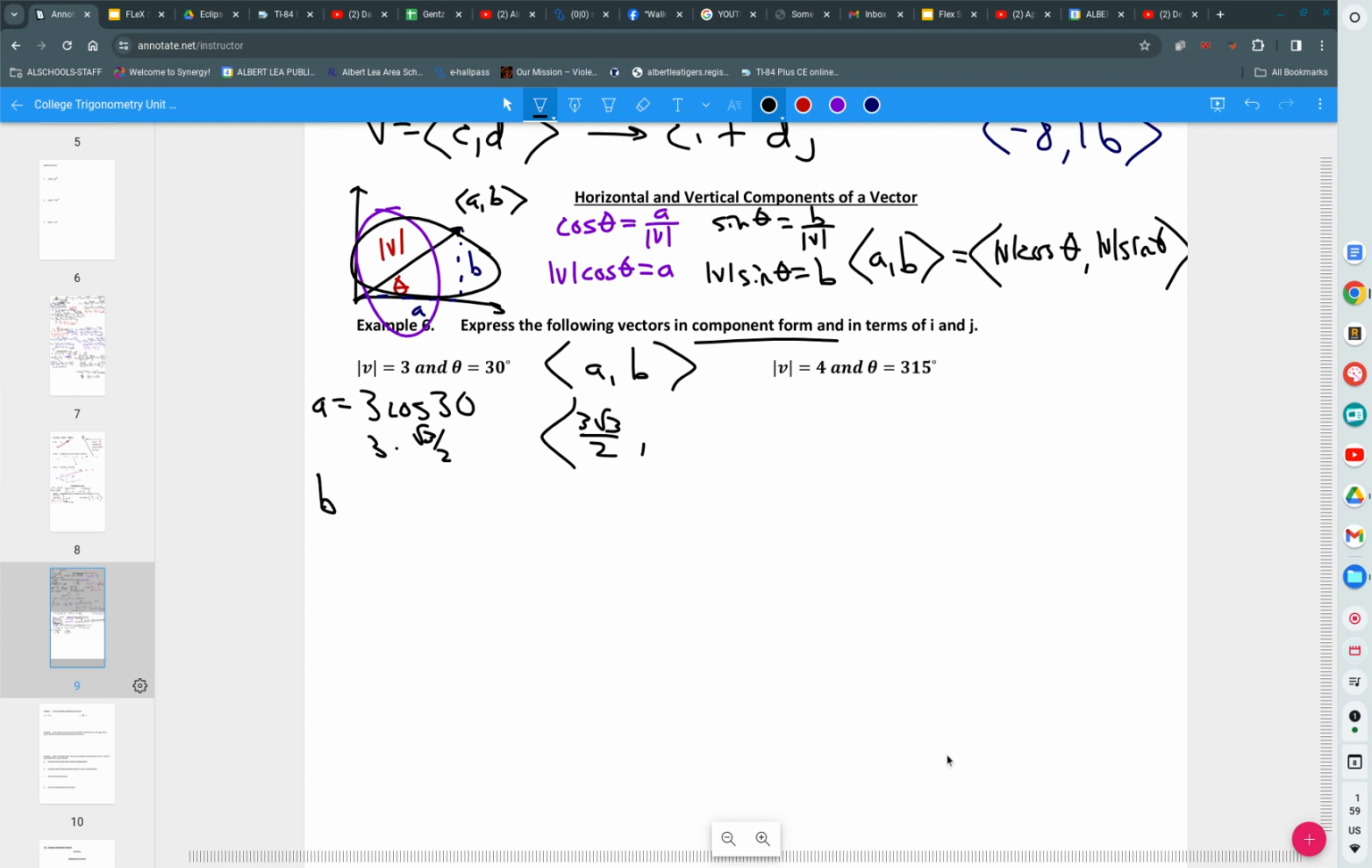I now move on to another one. I say, well, I want to find B. And so I take 3 times the sine of 30. Everybody here knows what the sine of 30 is, right? 1/2. So you have 3 times 1/2, which is 3 halves. And that is the component form of your vector. Try the second one on your own.